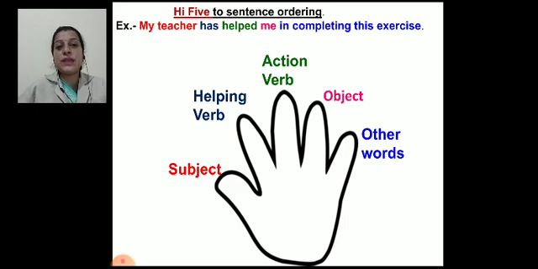So remember, whenever we have to make a sentence, there should be a subject, helping verb, main verb, object, and other words in it. But sometimes we don't need to use a helping verb in a sentence, like in simple past tense. We don't use any helping verb. We simply use the second form of the verb. And in simple present also, we don't use any helping verb. We simply use the first form of the verb. So it's not mandatory that every time you will use a helping verb, but whenever it is required, we should use it properly to make a complete sentence.